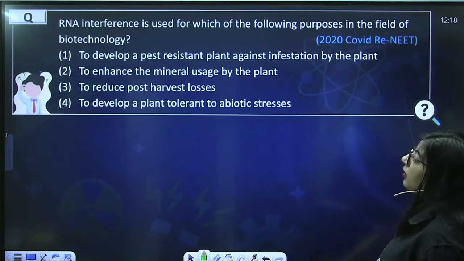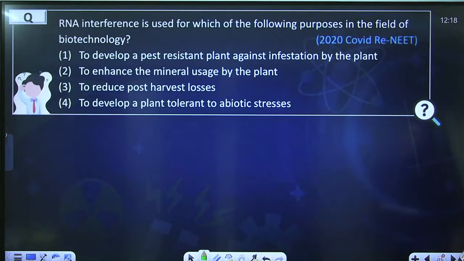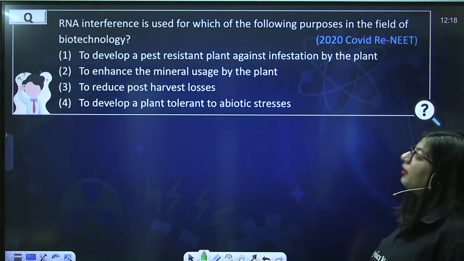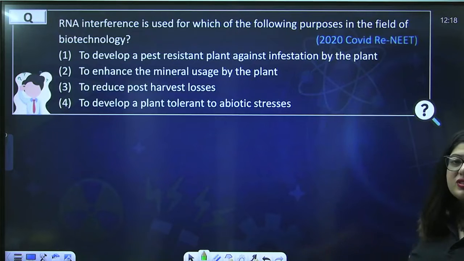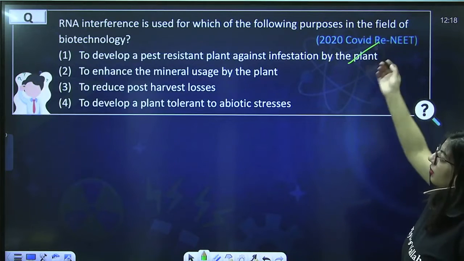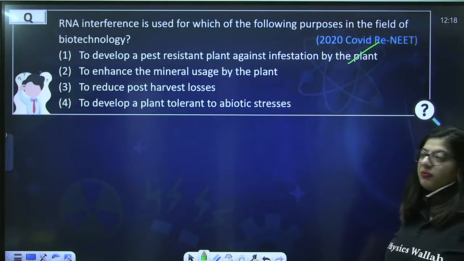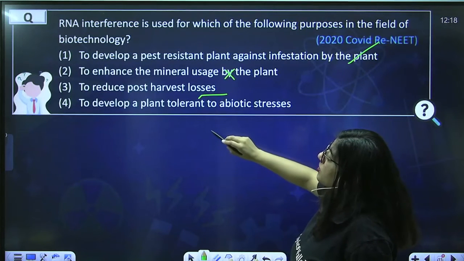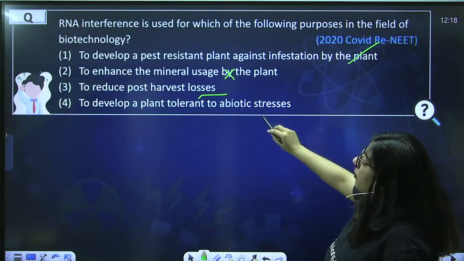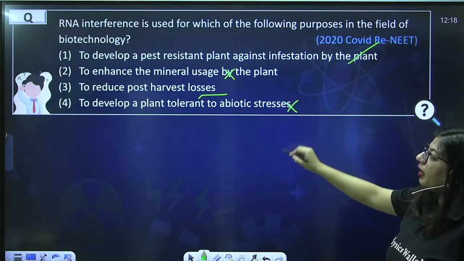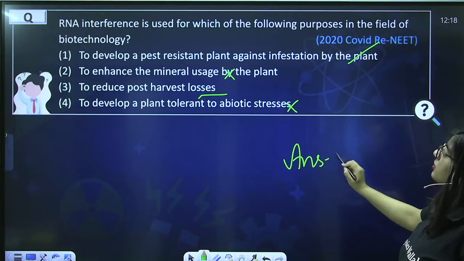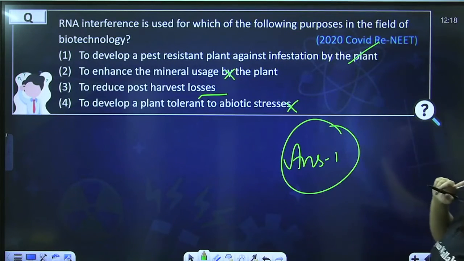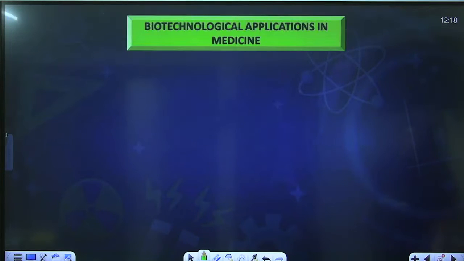Next, RNA interference is used for which of the following purposes in the field of biotechnology? Okay, why are we using it? To develop a pest-resistant plant against infestation by the pest, that's the first answer, because we have to make the plant pest-resistant. Not for mineral uses, not to reduce post-harvest loss, and not to produce a plant tolerant to abiotic stress. So answer is 1. Okay. Alright, next.